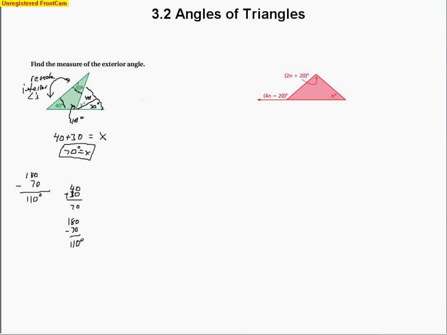So it's because a straight angle is 180, and all the angles in a triangle also add to make 180. And that's the reason why the remote interiors will sum to make the exterior angle. So we're going to use that concept when we do this problem.